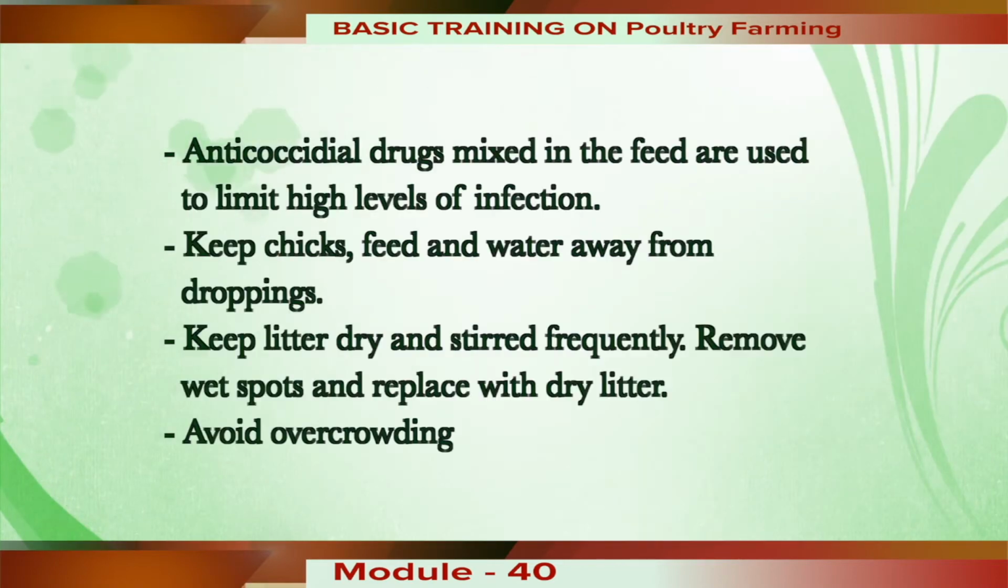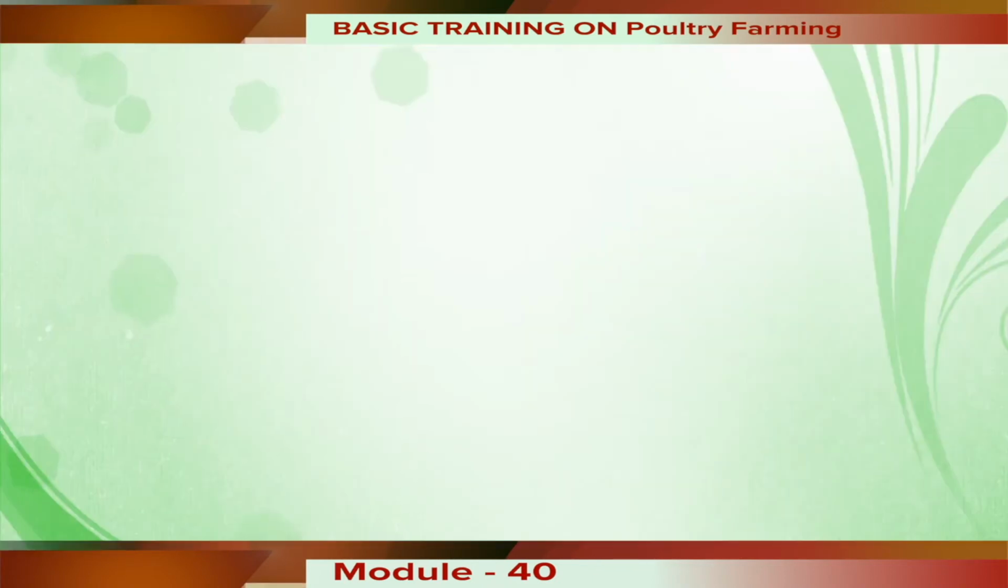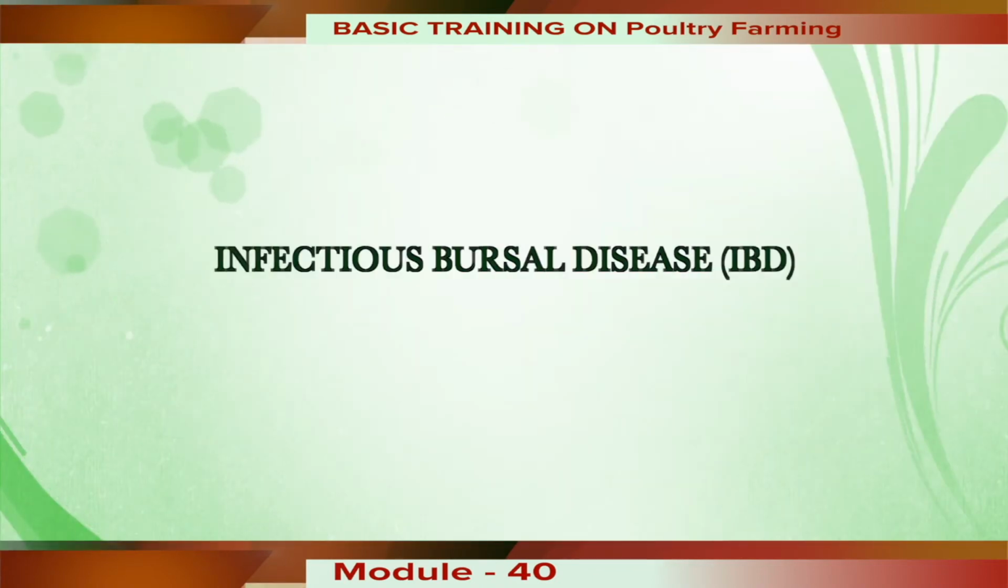Anti-coccidial drugs mixed in the feed are used to limit high levels of infection. Keep the chicks' feed and water away from droppings. Keep litter dry and stir frequently. Remove wet spots and replace with dry litter. Then also avoid overcrowding. Then the second type of disease is called infectious bursal disease, or IBD.